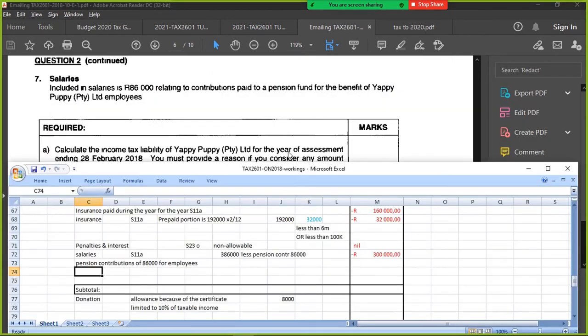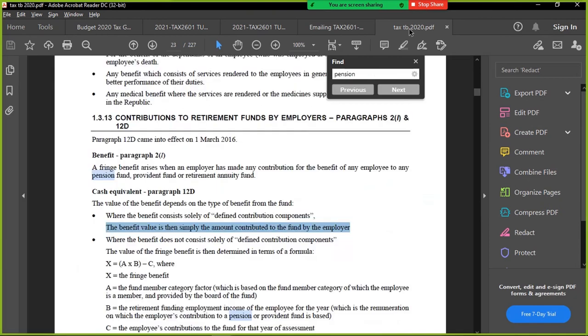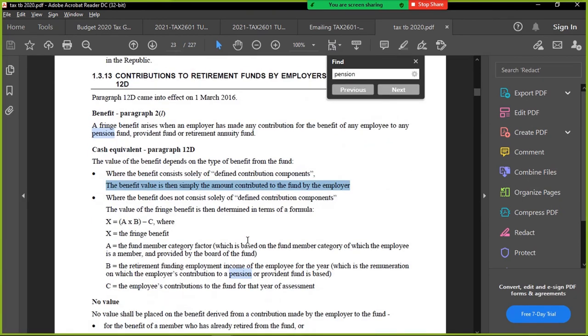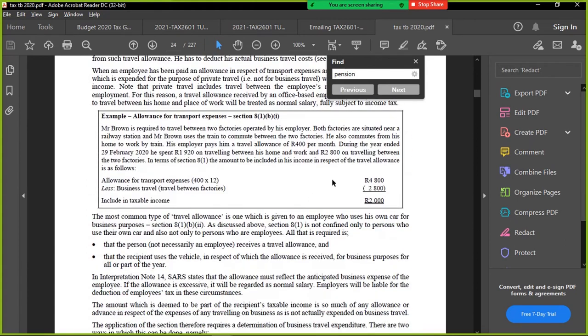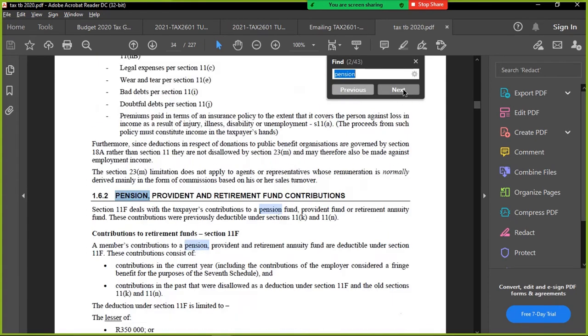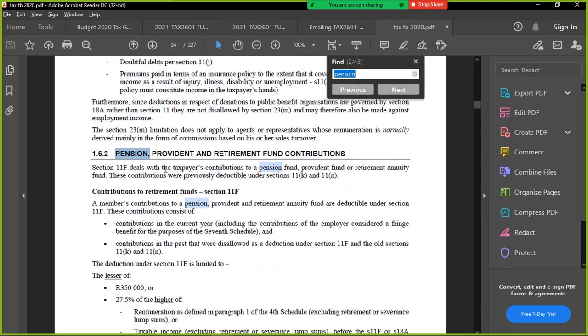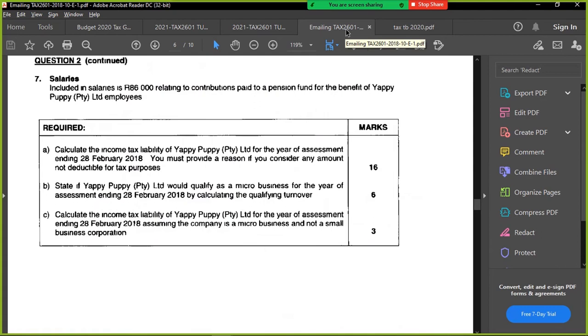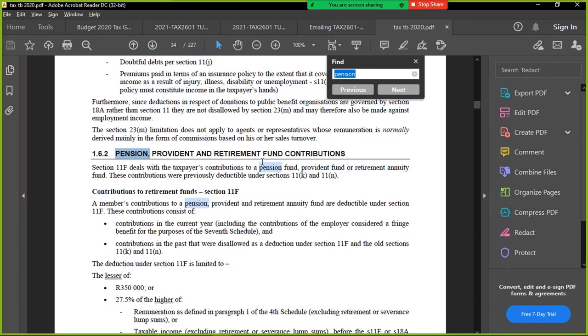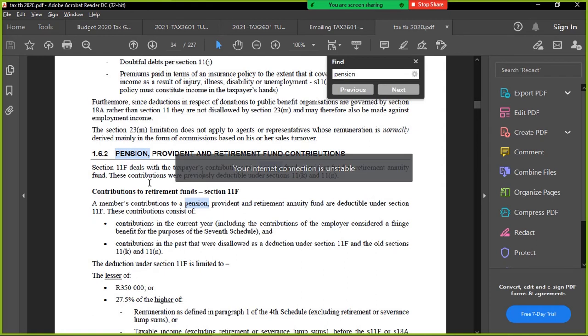Oh, because on our notes it says 10%. Let's see if there's a limitation here. The 10%, I think that is when the employee contributes. Let's just check this. Okay, here we go. Pension or provident fund. Okay, these are provident fund contributions. What was this for? Okay, this was a pension fund. Okay, fine. So if it's a pension fund, these are contributions. It's actually this one, section 11F. It wasn't the other one that we looked at.